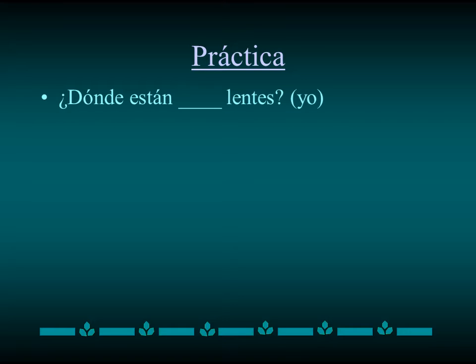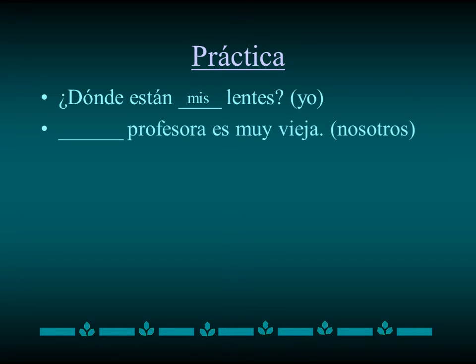So, ¿dónde están blank lentes? And the owner is yo. Lentes are glasses, reading glasses. So the owner is yo, so the possessive adjective would be my. So how do we say my? And lentes is plural. So we use mis. ¿Dónde están mis lentes? Where are my glasses?